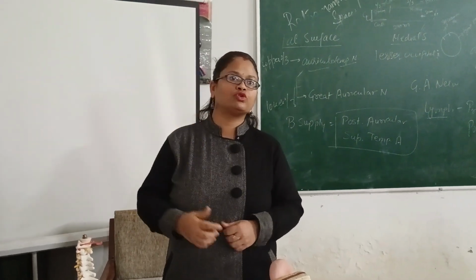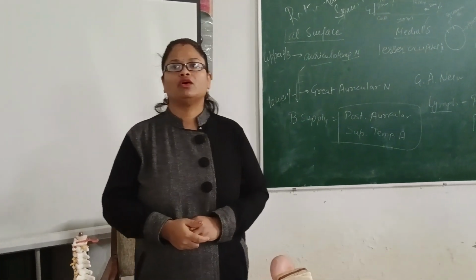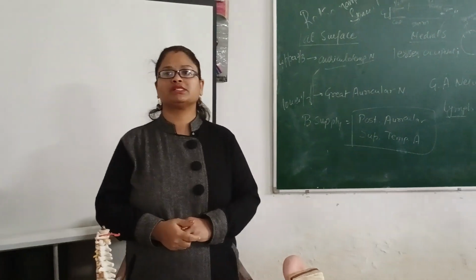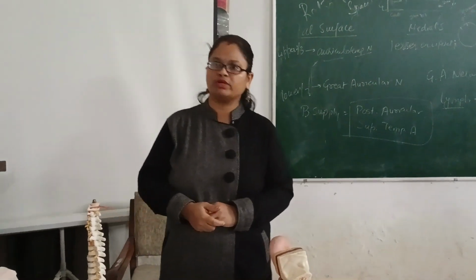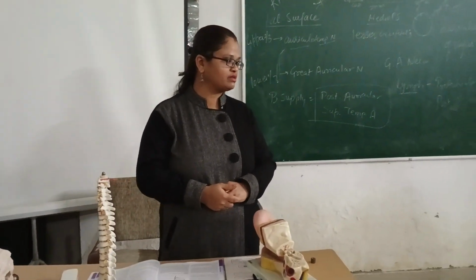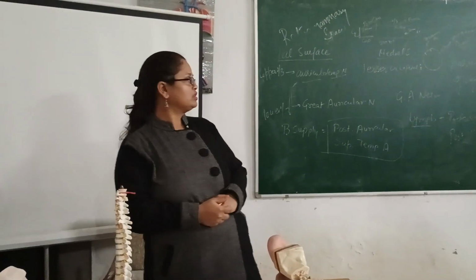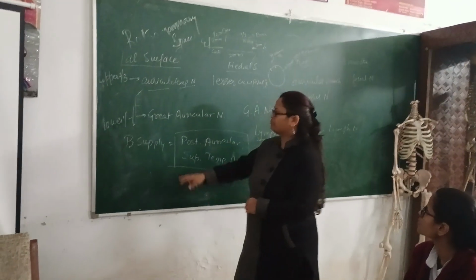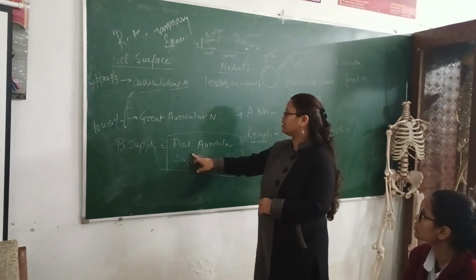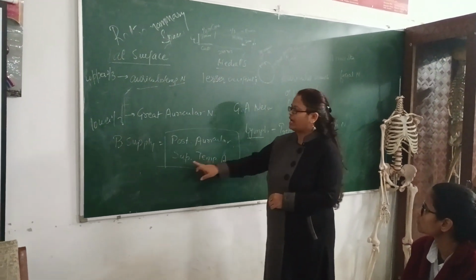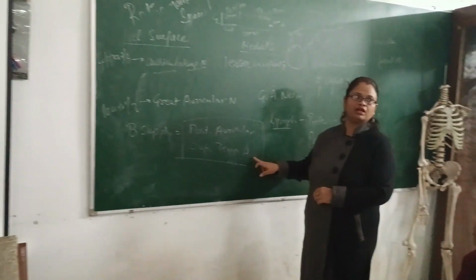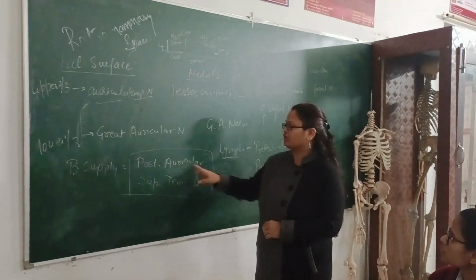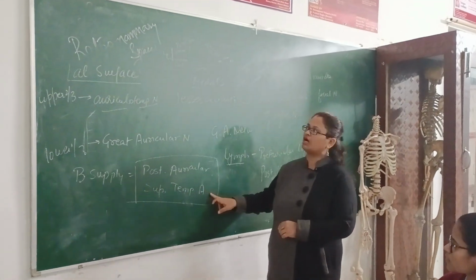And there are also muscles present in this auricle or the pinna, but all these muscles are vestigial in humans. They are all working in the lower animals, right? Now the blood supply is by the posterior auricular artery and the superficial temporal artery.